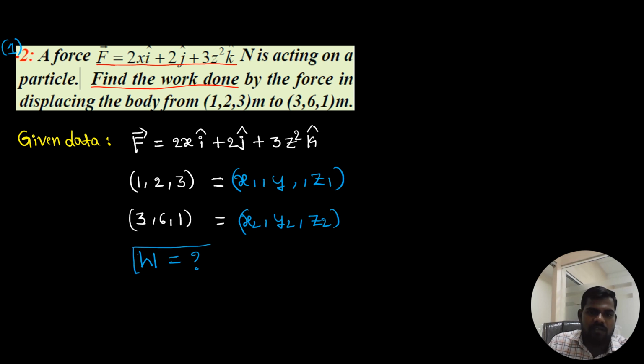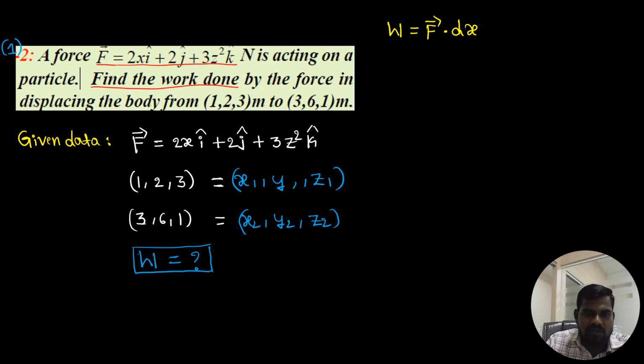Then how to find this work done? If they give this type of numericals, you already know the work done formula: W is equal to F vector dot dx vector. Here I'm going to discuss one more point: what is the difference between the work done by the variable force and work done by the constant force?